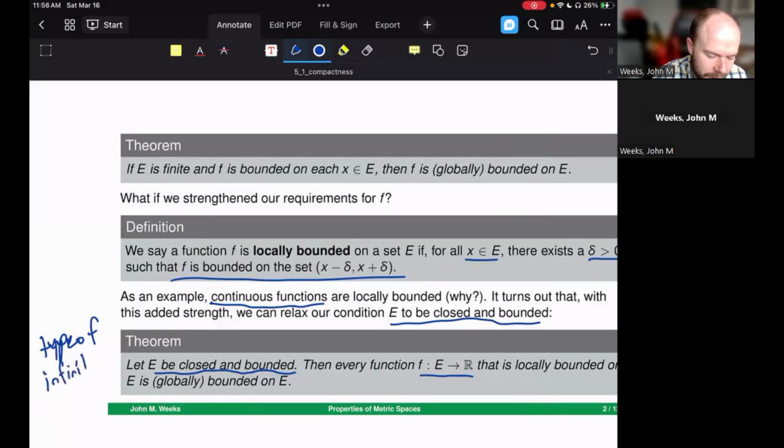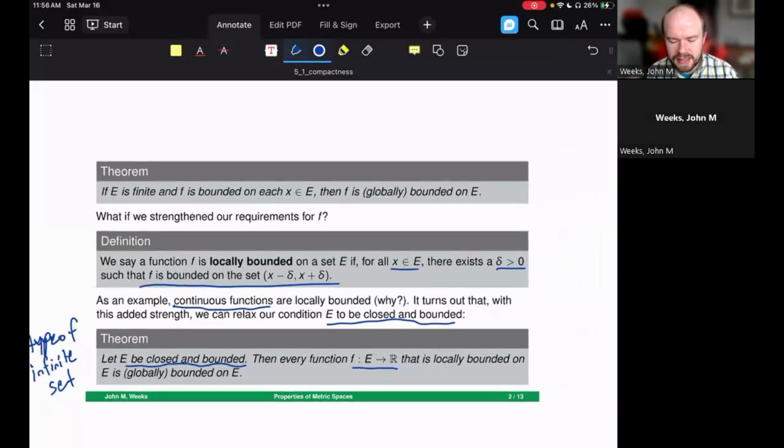This infinite set that we're dealing with has only topological conditions on it. One, it has to be closed. Two, it has to be bounded. That just means that there exists some m that is inside of some particular closed or open finite interval, finite length interval, I should say. Then the function f that is locally bounded or perhaps continuous, then again, another topological condition, is something that can be said to be globally bounded on E.